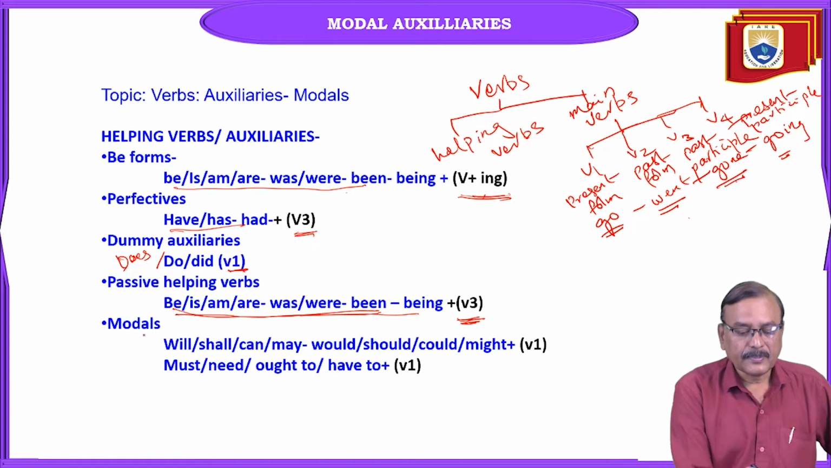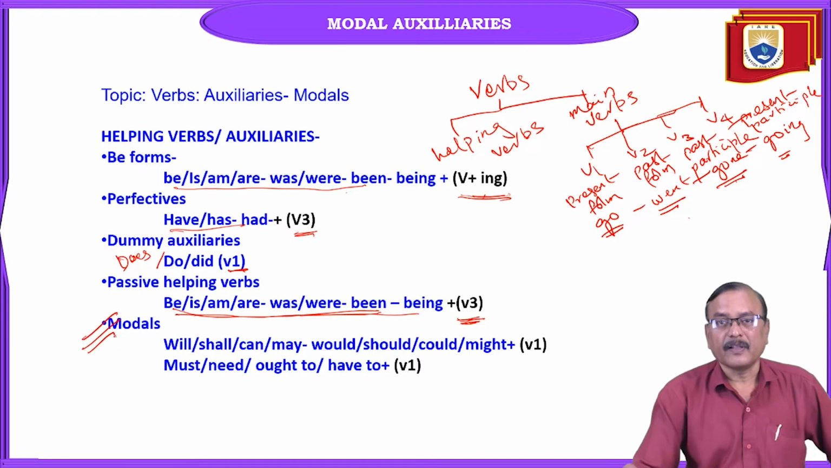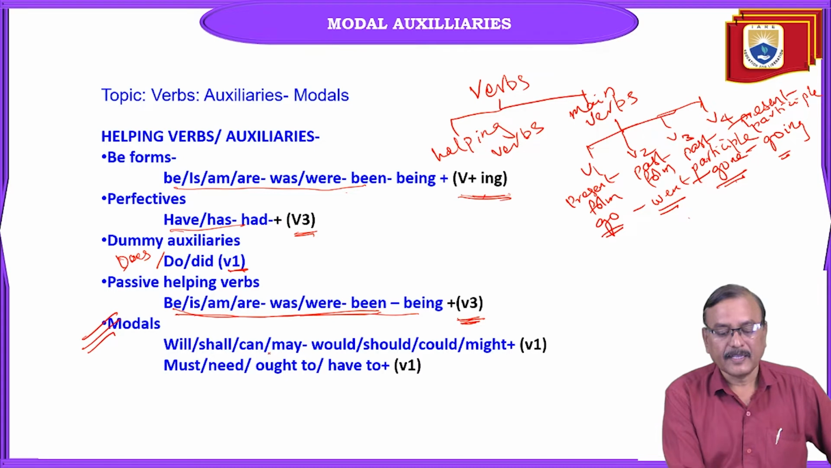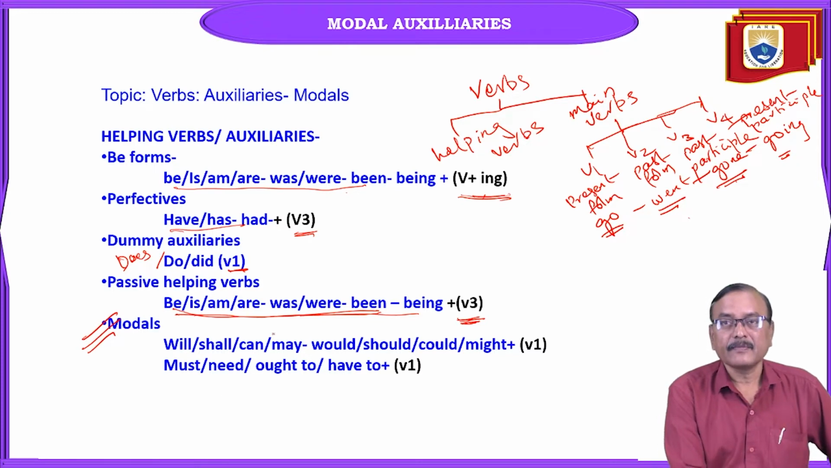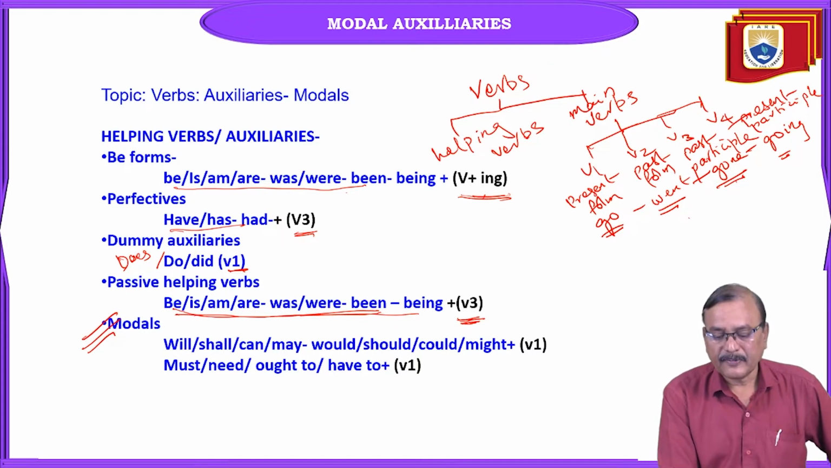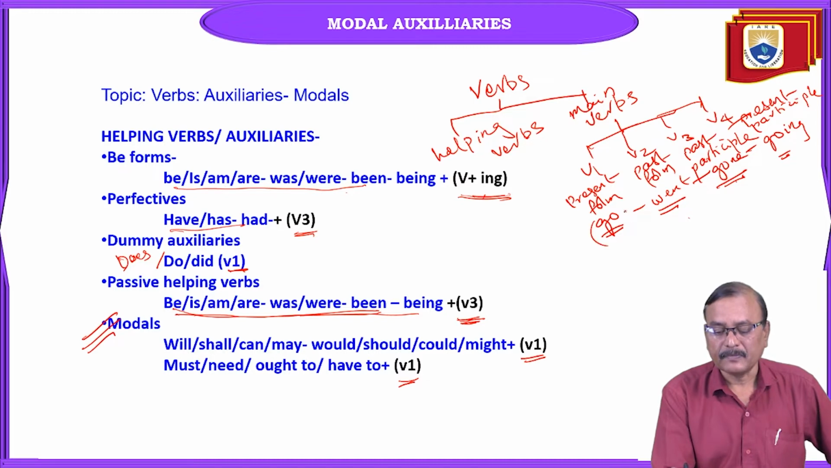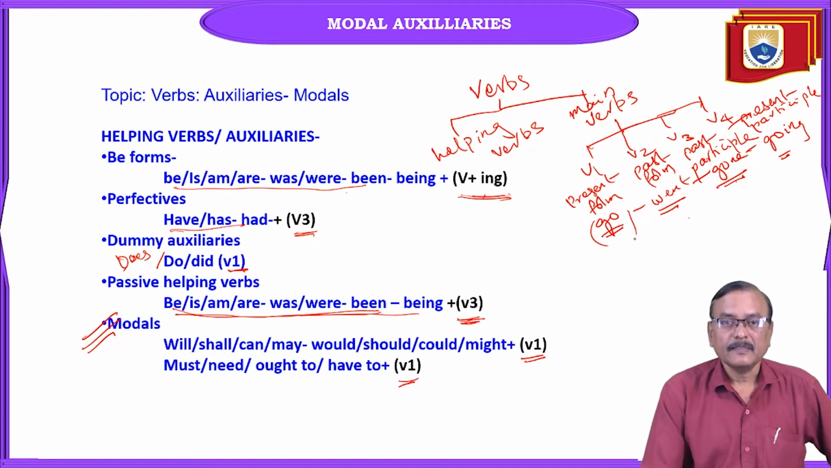Okay, but today's topic is modals. What are the modals? Will, shall, can, may, would, should, could, might, must, need, ought to, have to, like that. These are called modal auxiliaries, or often we simply call them modals, and these are followed by the main verb V1. Is it clear? Always these are followed by just the verb base form, that is the present form.